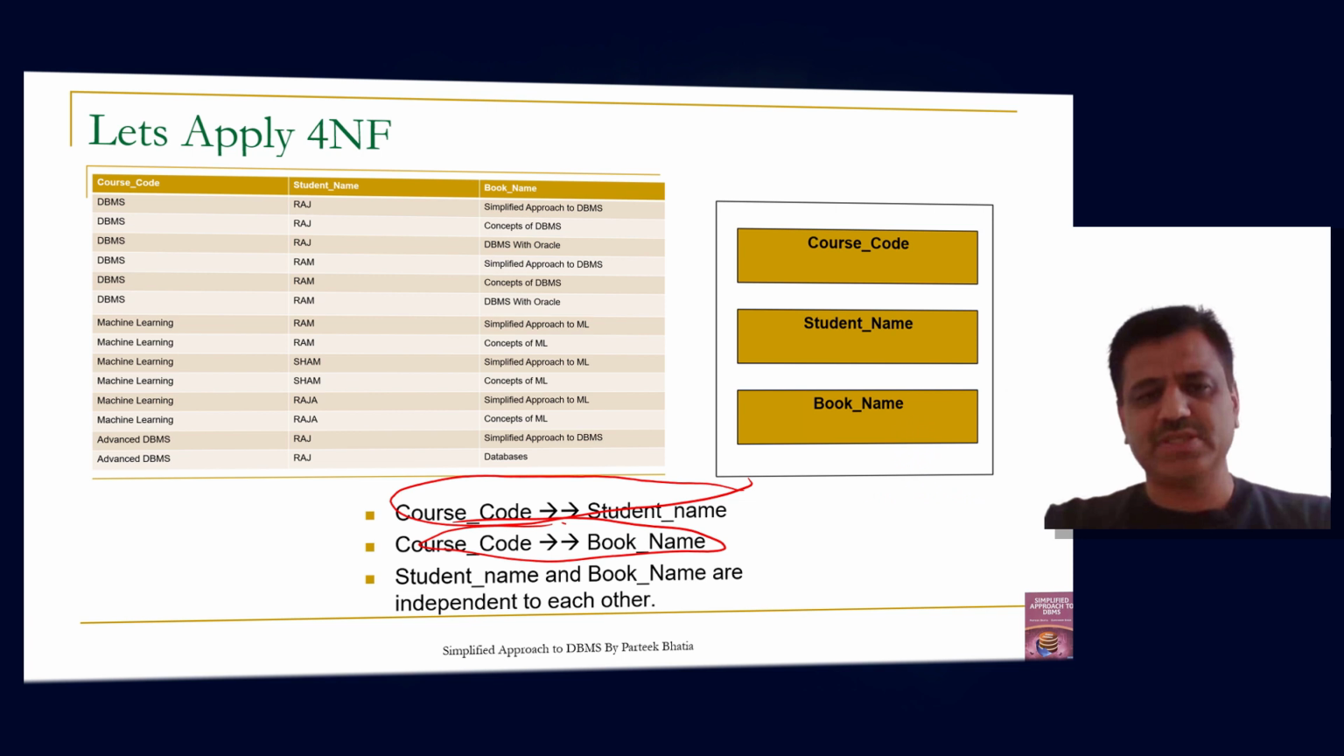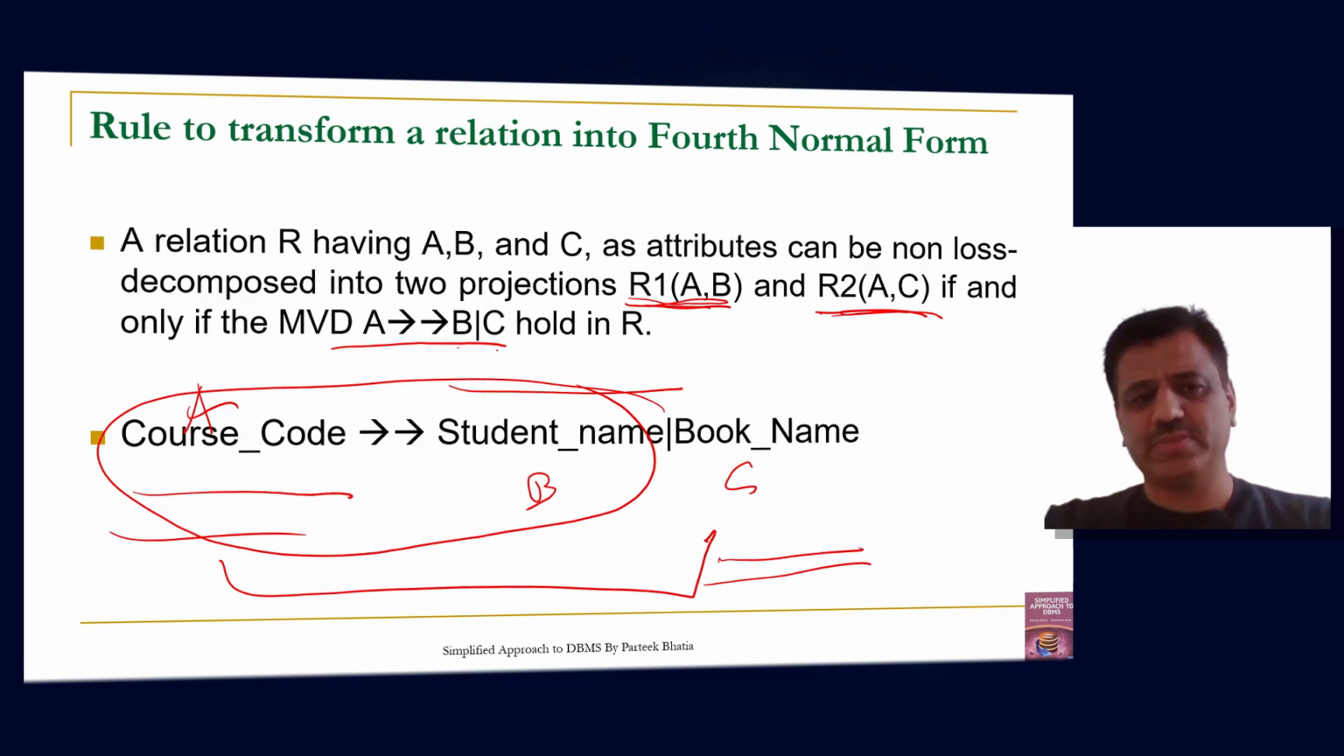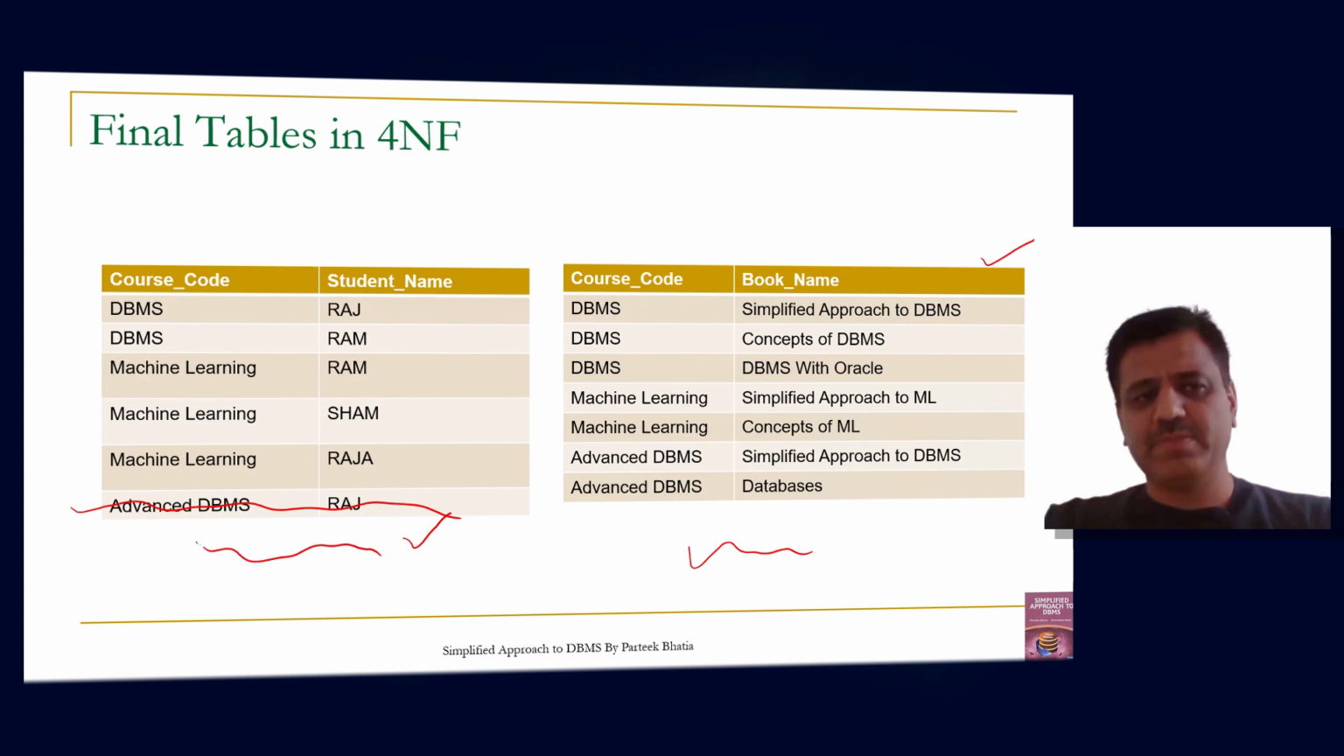These are the two tables. So here we have created two tables, one for AB and another for AC. So AB will be course code and student name, while AC will be course code and book name. So by creating these two separate tables, the problems will be solved. So this is all about fourth normal form, and you can apply it in multiple situations.